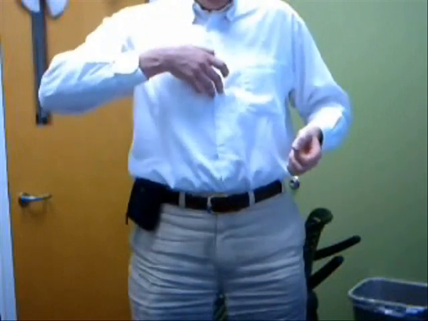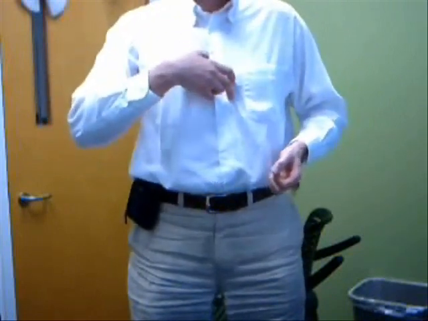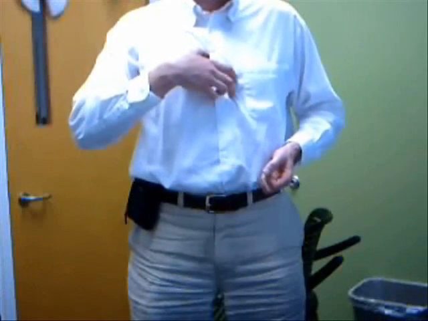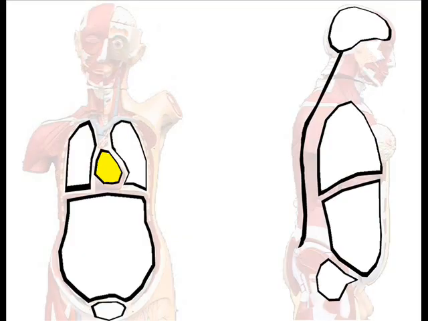And then the third cavity that we have within the chest is in the middle, kind of canted to the left a bit, and it contains the heart, and that's called the pericardial cavity. So here in yellow we have the pericardial cavity.